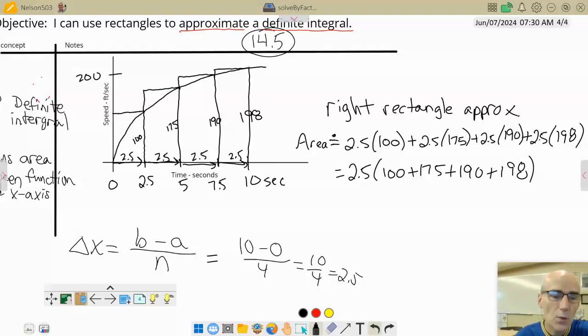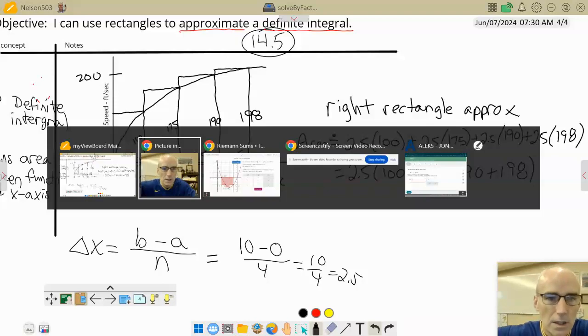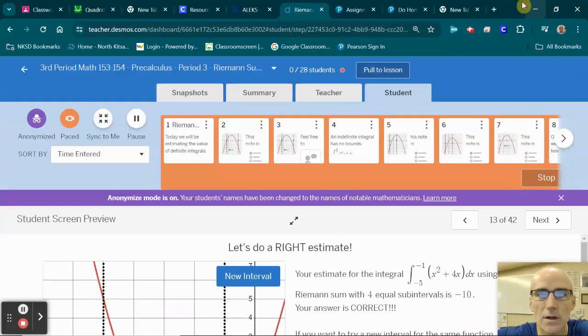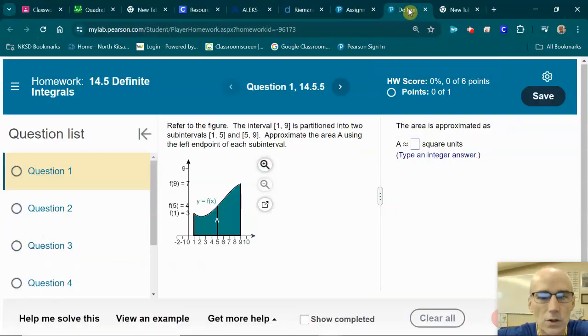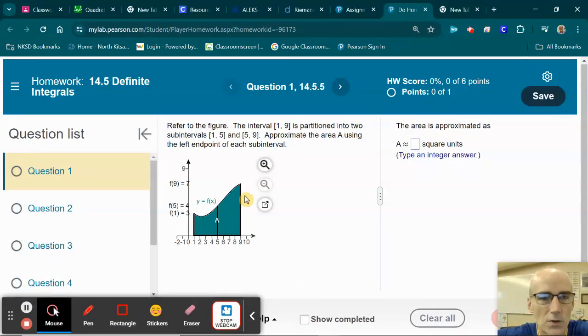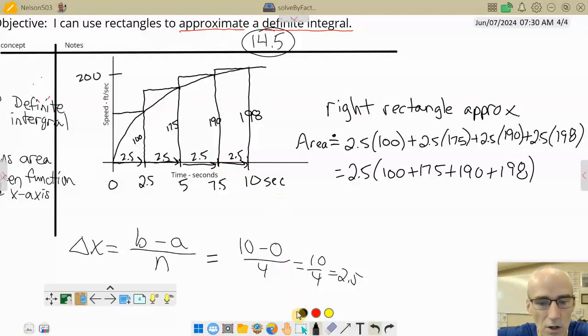Now, I don't think we have to worry about the application aspect in our homework today, like what the units are and all that kind of stuff. They just show us a graph and ask us to partition it into two subintervals, and they tell us what those subintervals are, 1 to 5. Notice this is interval notation, so we're going from 1 to 5, and then from 5 to 9. Your numbers are going to be different probably. And it says approximate the area using a left-hand approximation, right? A left-hand approximation. So let's put that in our notes.